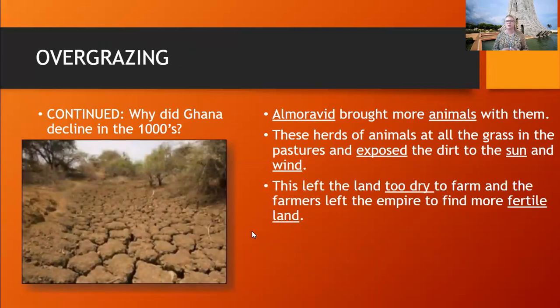This is possibly what the land might have looked like. You can see it's very cracked, it's very dry. It's not really farmable land.